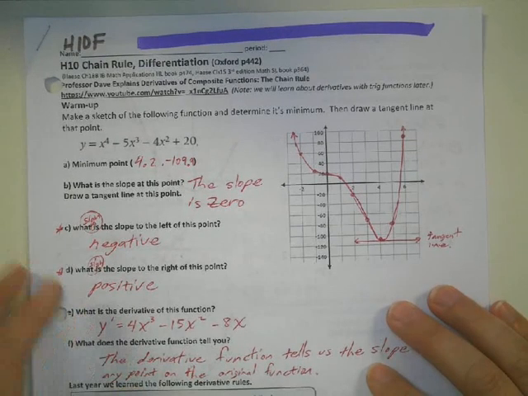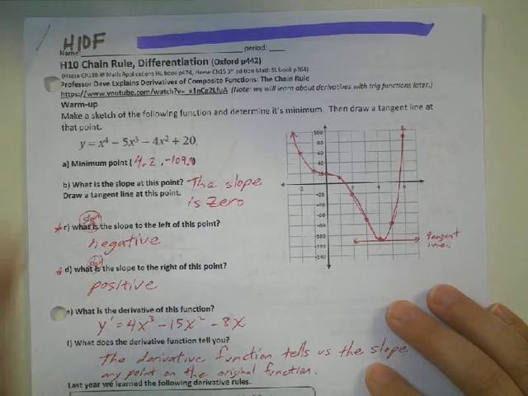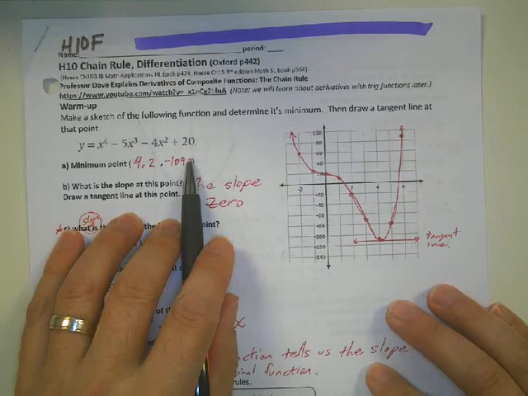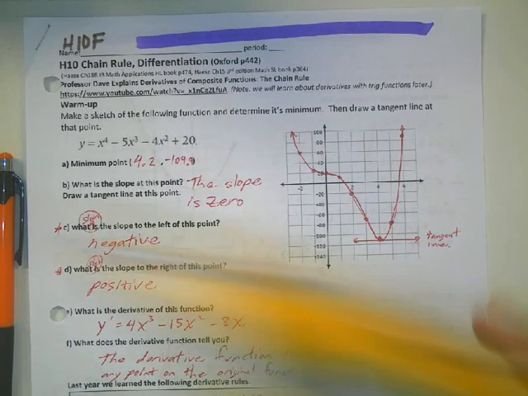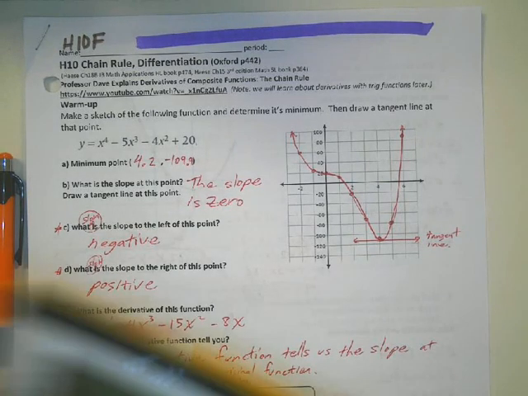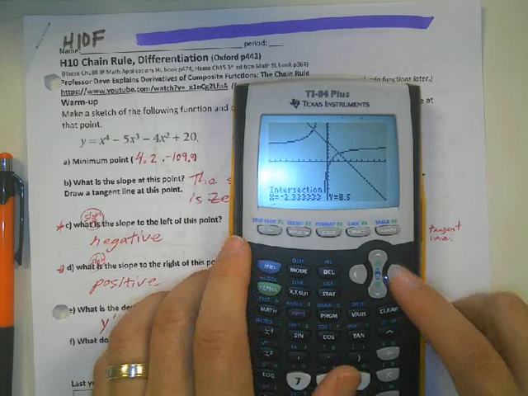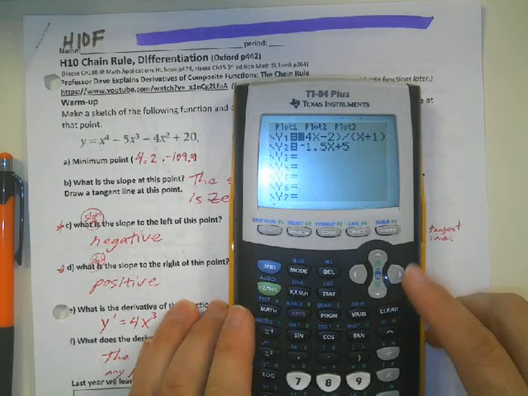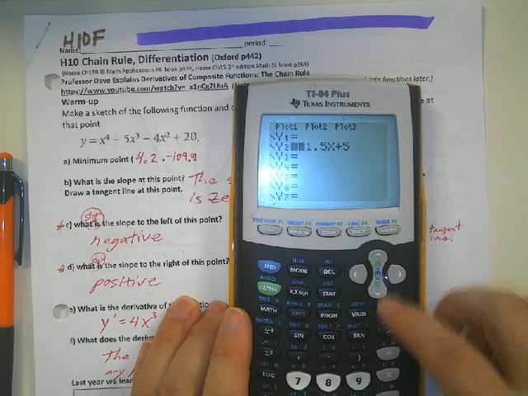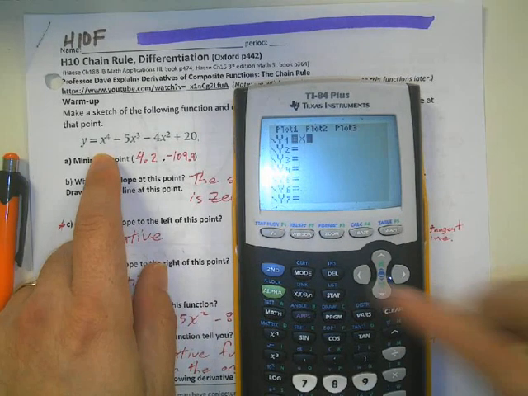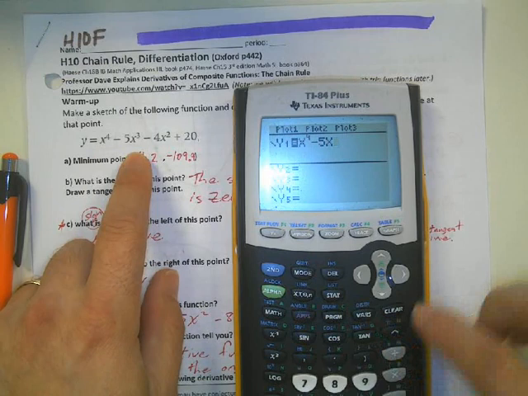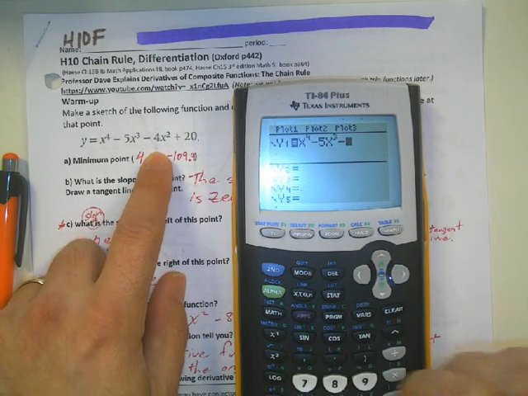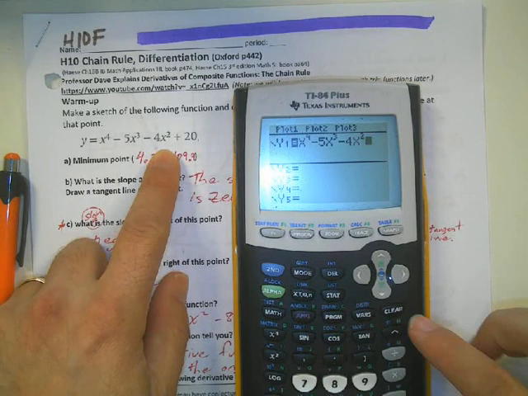Okay, so we're going to do section H10F, chain rule. In your textbook, they gave you this function. They want you to sketch it and determine the minimum. In order to make this sketch, I simply typed in the function here: x to the power 4 minus 5x cubed minus 4x squared plus 20.